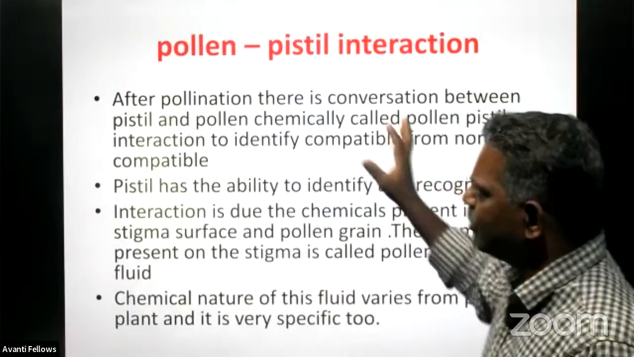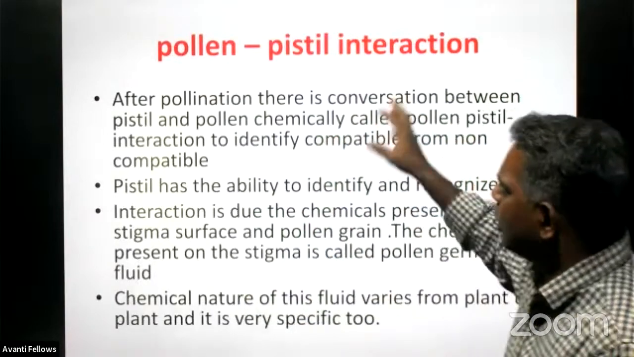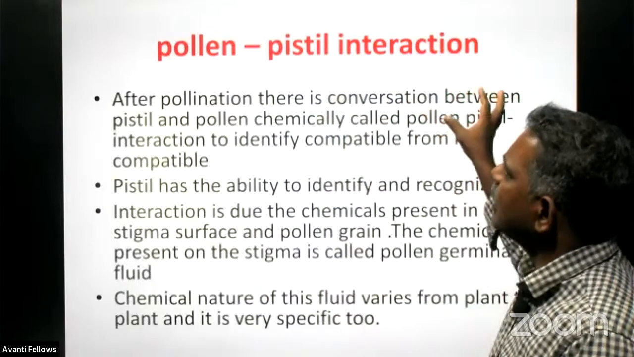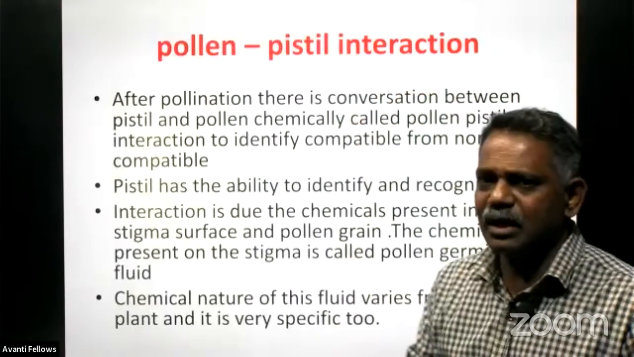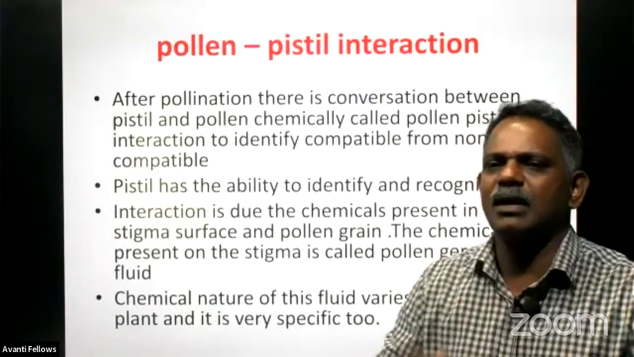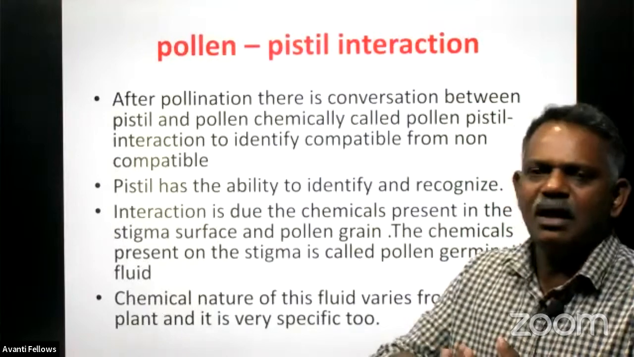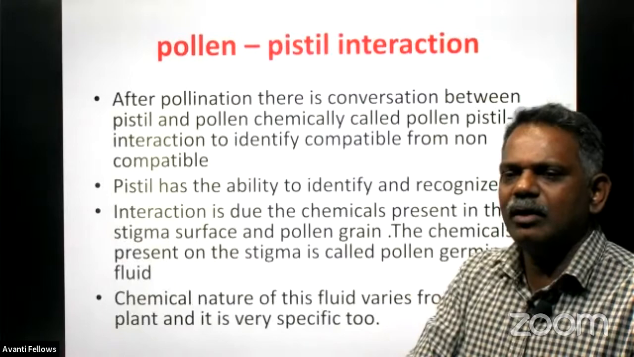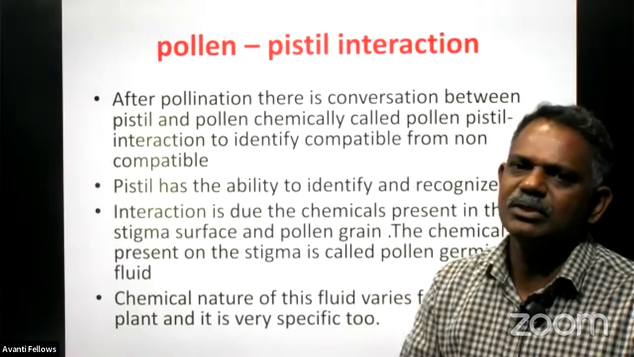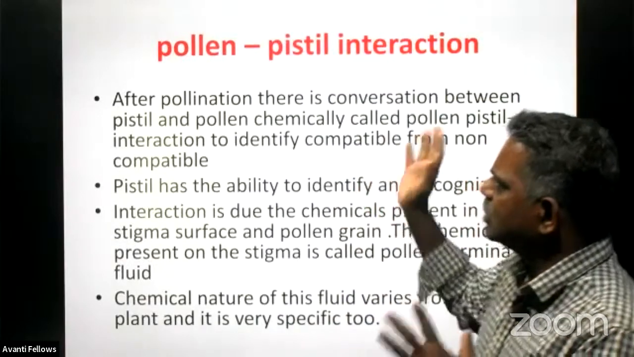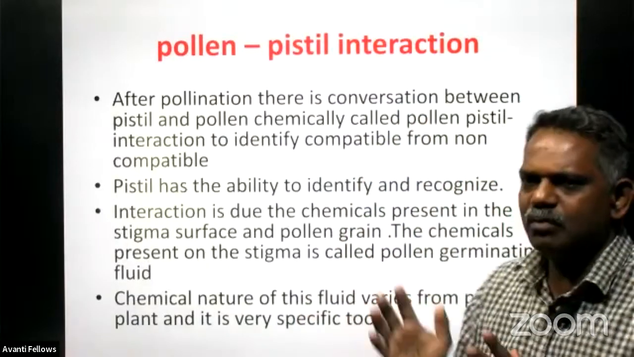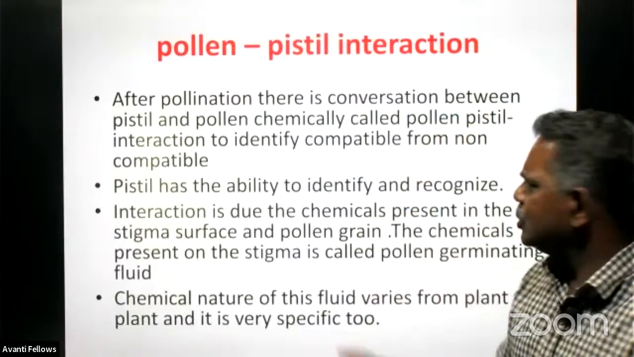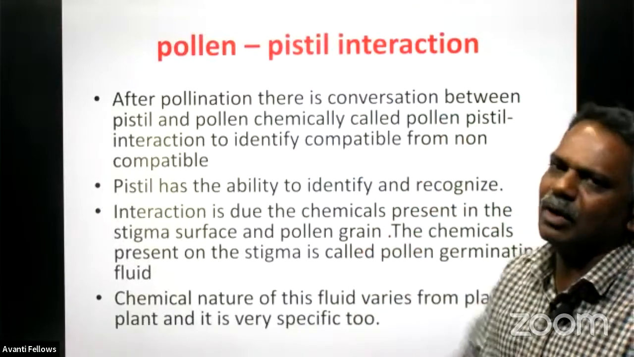That is why such an interaction happens between the pollen grain and pistil just after pollination, and that is called the pollen-pistil interaction. The interaction is always through some chemicals. Some chemicals on the surface of the stigma help to identify the pollen grain of the same species. And this interaction we call the pollen-pistil interaction. After pollination, there is a conversation between the pistil and the pollen grains.